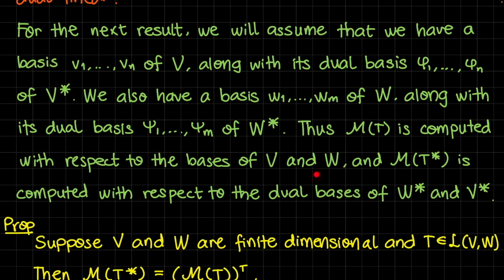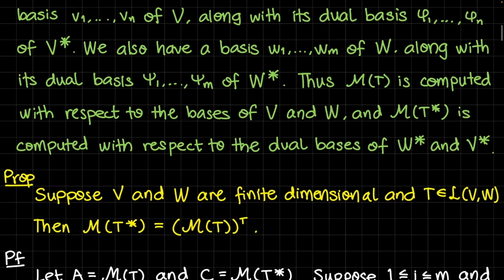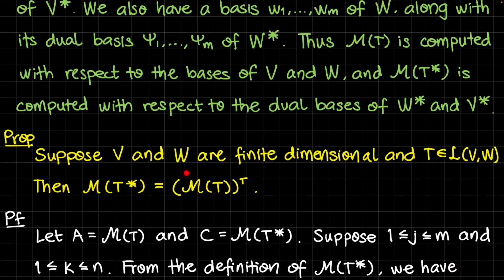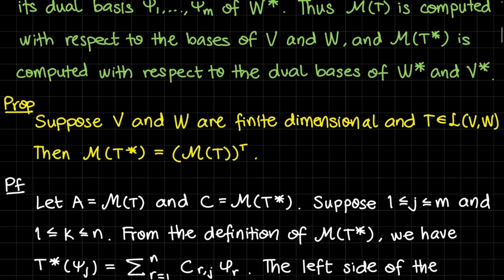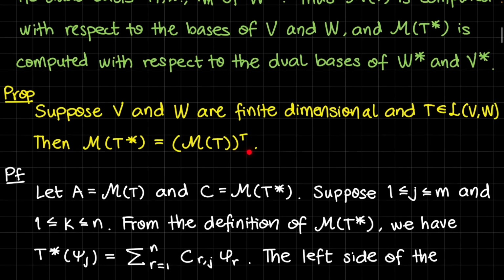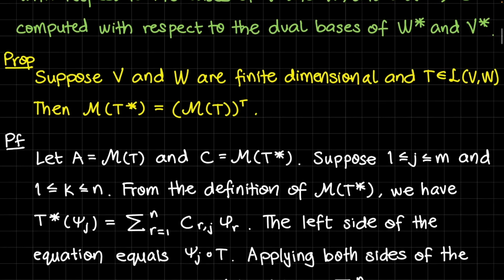So T is a map from V to W. We've written that in this order, and then T star is a map from W star to V star. The first proposition is: suppose V and W are finite dimensional vector spaces and T is a linear map from V to W. Then the matrix of T star equals the matrix of T transpose. We've defined what transposes are in the section on matrices. Namely, it's an operation that sets the rows of a matrix to its columns and columns to rows. You interchange the rows and columns basically.